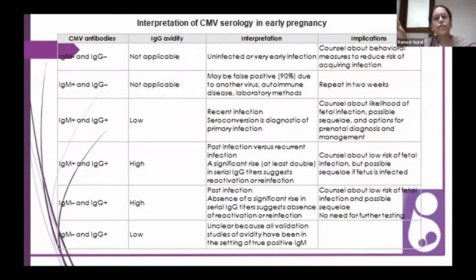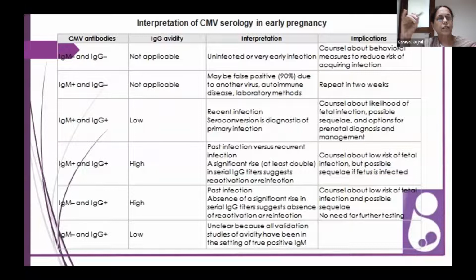IgM can persist for a year after the infection. And IgM can turn from negative to positive when she gets another viral strain or even another virus like Epstein-Barr virus. So for us, it is the IgG that helps us understand. And as the chart nicely shows, now our case is IgM negative and IgG positive.